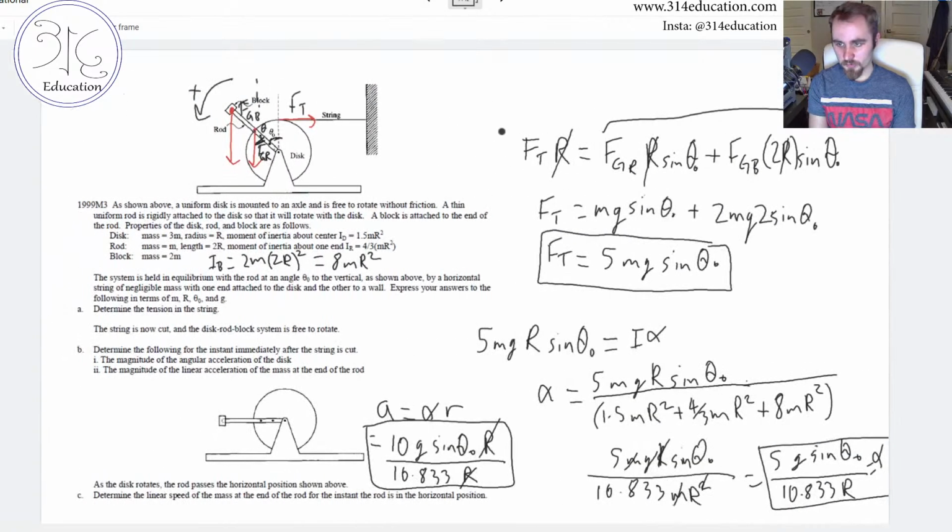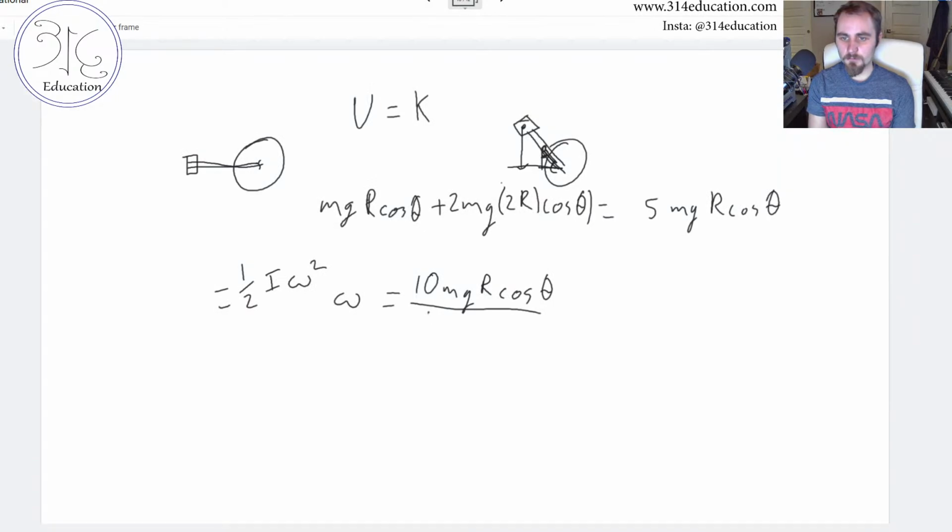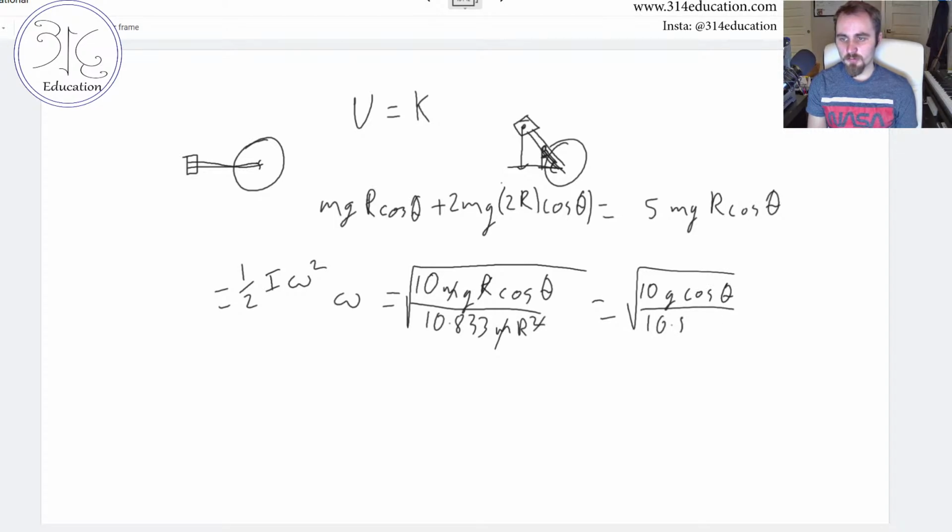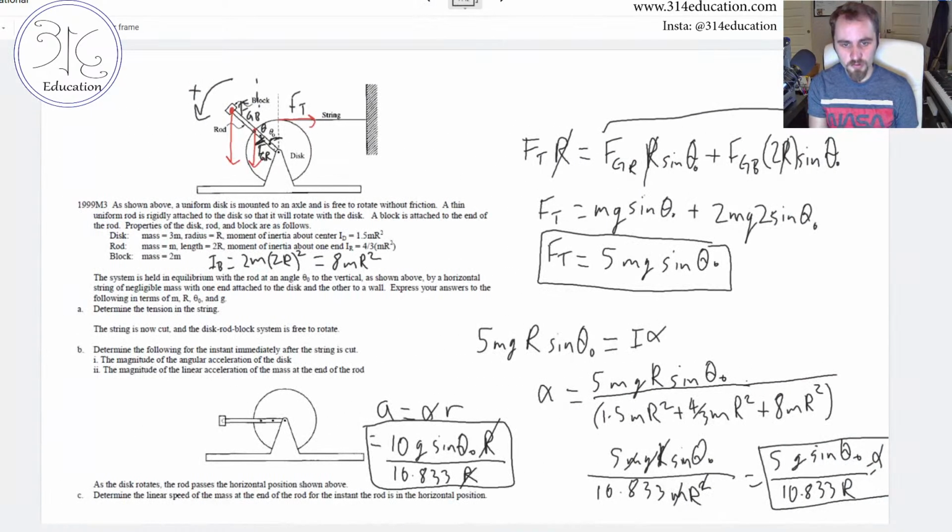What did we get for our I on its own? That was 10.833 mr squared. And then this is all under a square root. And so we can cancel out the m's, cancel out one of the r's. And so that then simplifies a little bit to 10g cosine theta over 10.833r. Now this isn't our final answer, because we wanted to know the linear speed of the mass.